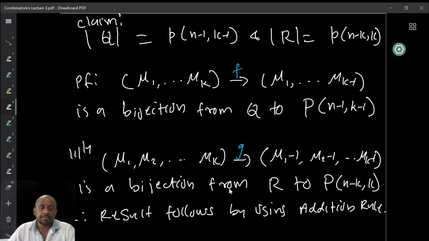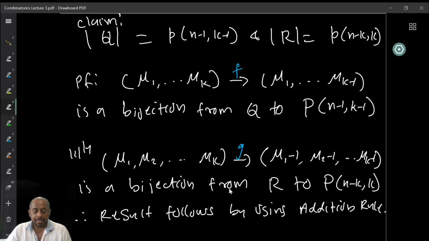So, to write it more formally, we claim that the cardinality of Q is equal to small p of n minus 1 comma k minus 1 and the cardinality of R is equal to small p of n minus k comma k. The proof is as follows: mu 1 to mu k maps to mu 1 to mu k minus 1 is a bijection from Q to p of n minus 1 comma k minus 1. It's a bijection because I can just add 1 at the end from any element in p of n minus 1 comma k minus 1 to get an element in Q, and vice versa, right?